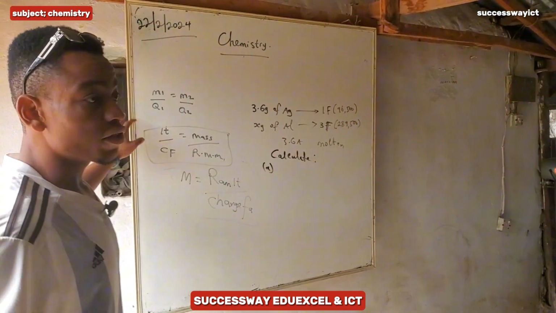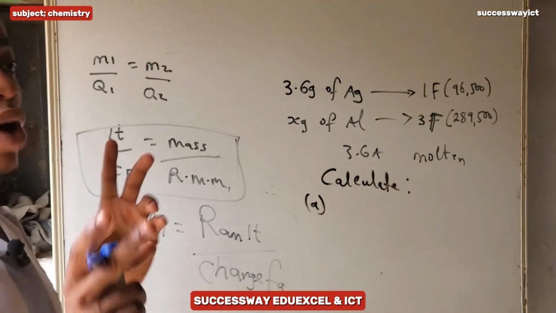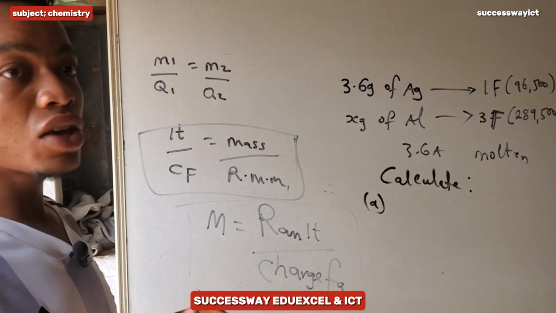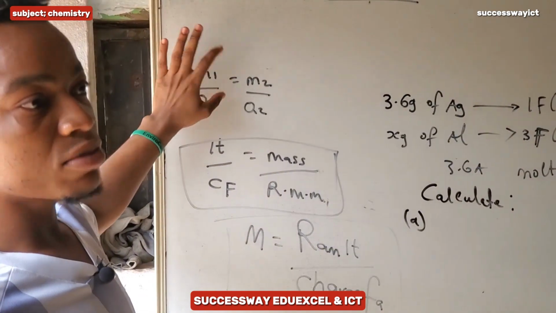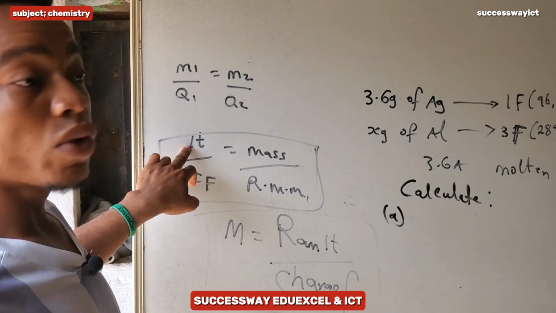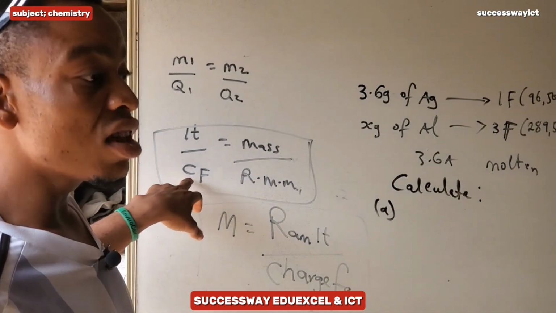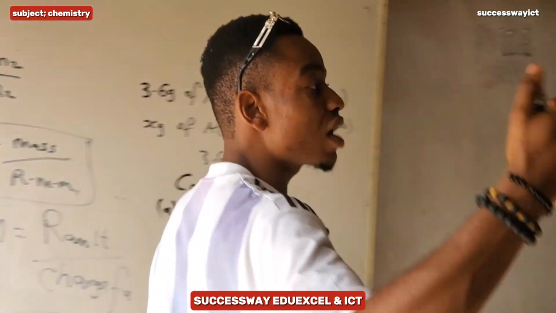Now, if you are using this formula, listen. These two formulas are two different ones. We'll be applying either of these formulas. Is that okay? Then you get the concept. I believe I've explained this yesterday, right? If I apply this formula, this is current, this is time, and C means charge, the charge of that metal.